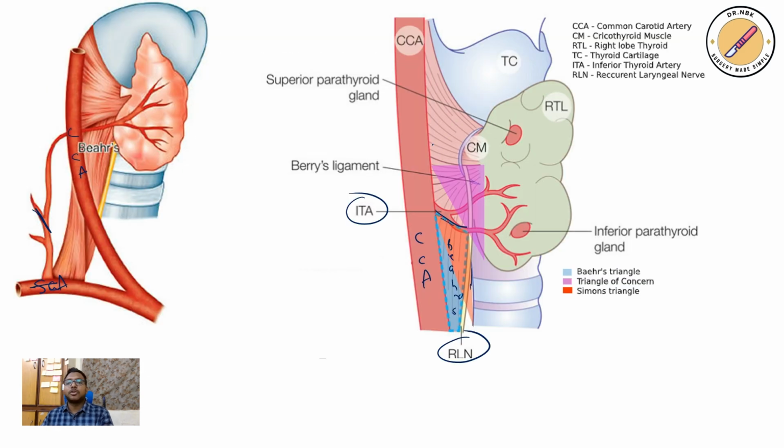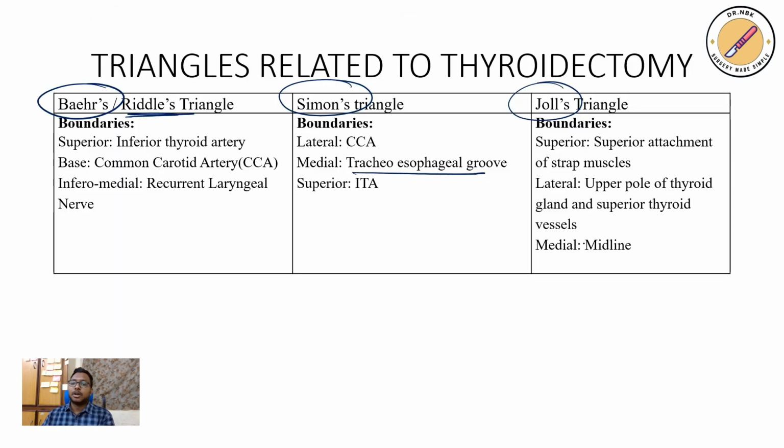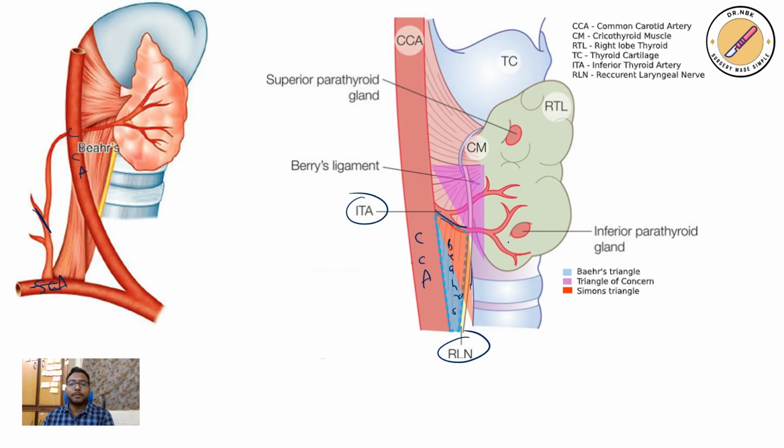And there is another triangle called Joll's triangle, which we have discussed during thyroid surgery. Especially at the upper pole, it is more important. It is related to your external branch of the superior laryngeal nerve. Okay, right. Thank you.